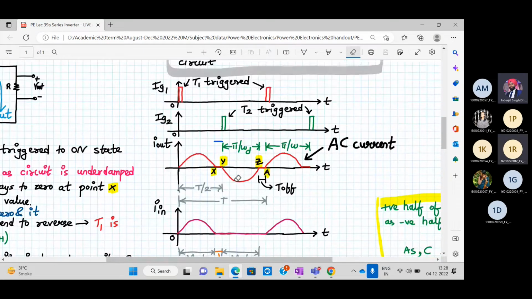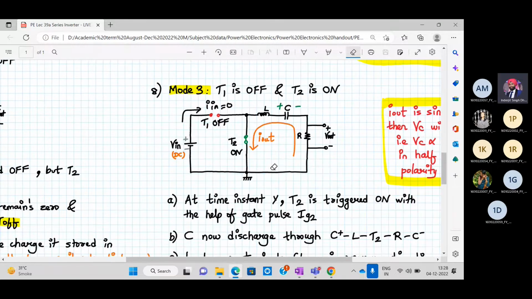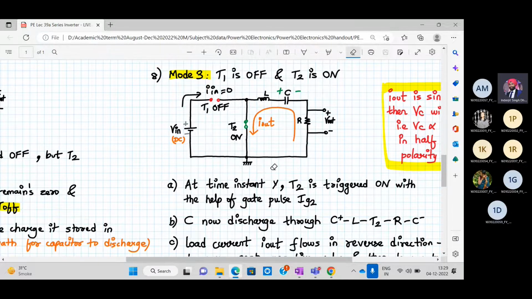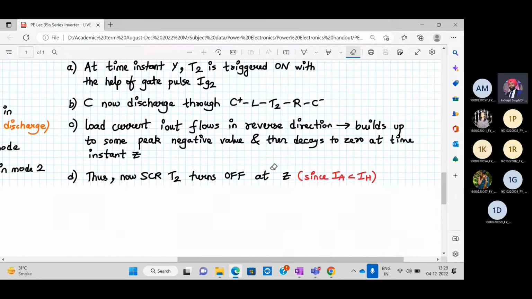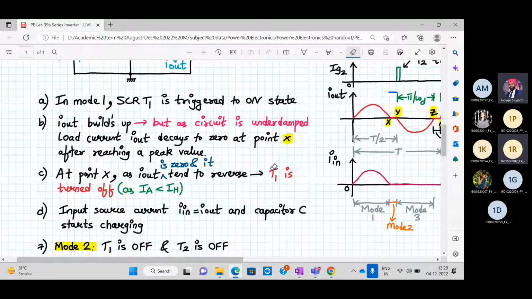Just as you were discussing why they look symmetric, can you show what mode one is and what mode three is? This is mode 1, and this is mode 3. So they are opposite. Of course, they are opposite. In mode 1, the capacitor is charging. In mode 3, it is discharging. Okay, can I proceed? Yes, sir.